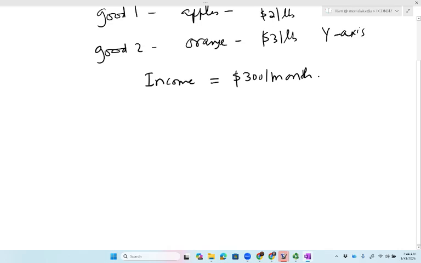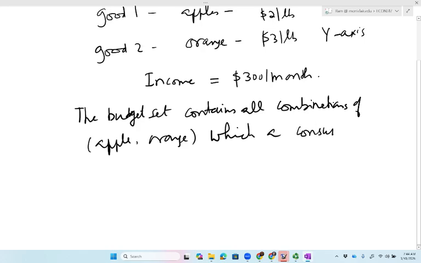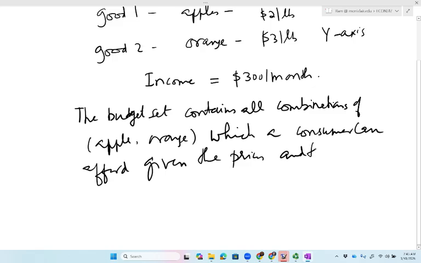So now I will write down the definition of budget set formally. The budget set contains all combinations of the two goods, which are apple and orange, and obviously these are in pounds, which a consumer can afford given the prices and the income at hand.